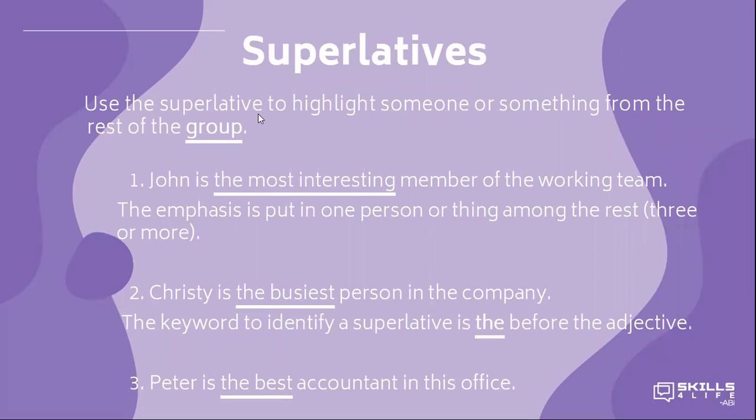We use the superlative to highlight someone or something from the rest of the group. For instance, John is the most interesting member of the working team. The emphasis is put on one person or thing among the rest. Number 2, Christy is the busiest person in the company.